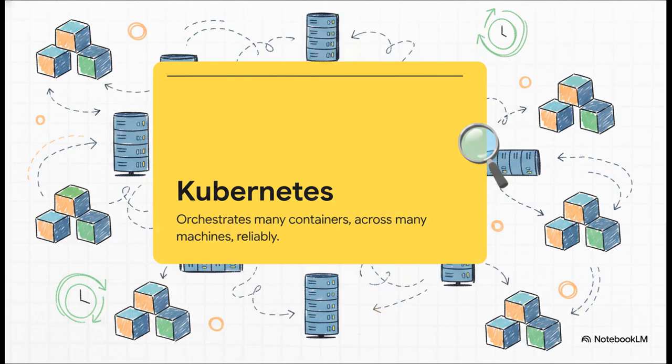Okay, so it's a container orchestration platform, but look closely at that definition. It answers a very, very specific question: how do I run many containers across many machines reliably? Notice how it doesn't just ask, how do I run containers, or how do I deploy my app? No, that "many, reliably" part, that is the whole point. That massive scale and strict reliability requirement is the entire foundation of why Kubernetes even exists.